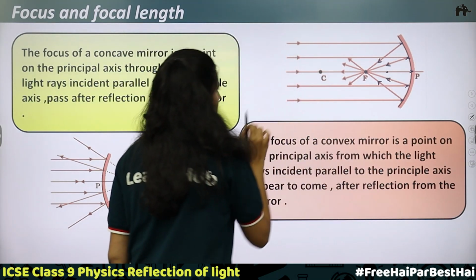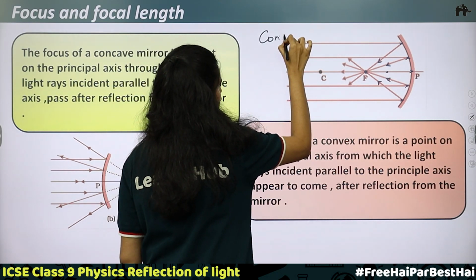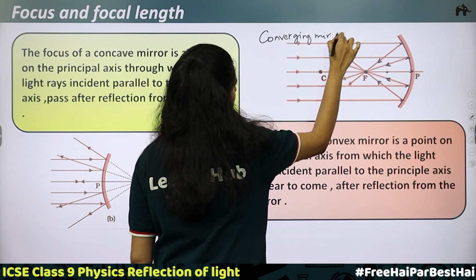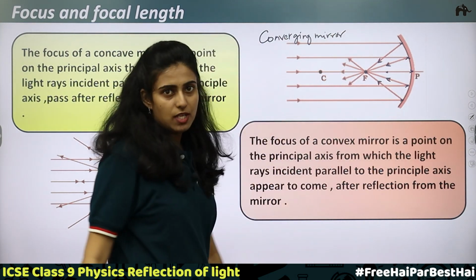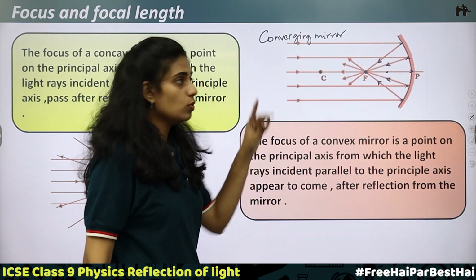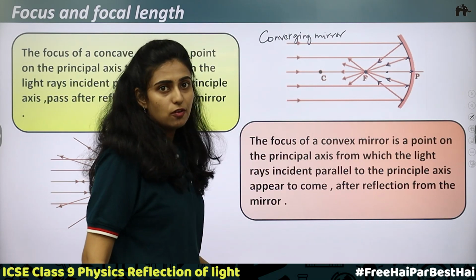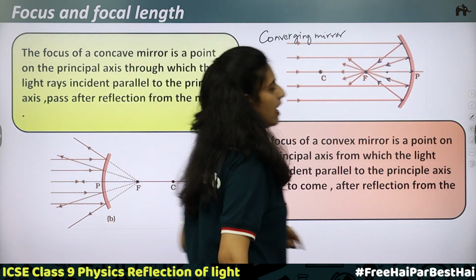So, from this we have another name for a concave mirror, which is converging mirror. Concave mirror is also called converging mirror. Light rays after reflection converge at a point on the principal axis. This point is called the principal focus of a concave mirror, which is represented by capital letter F.